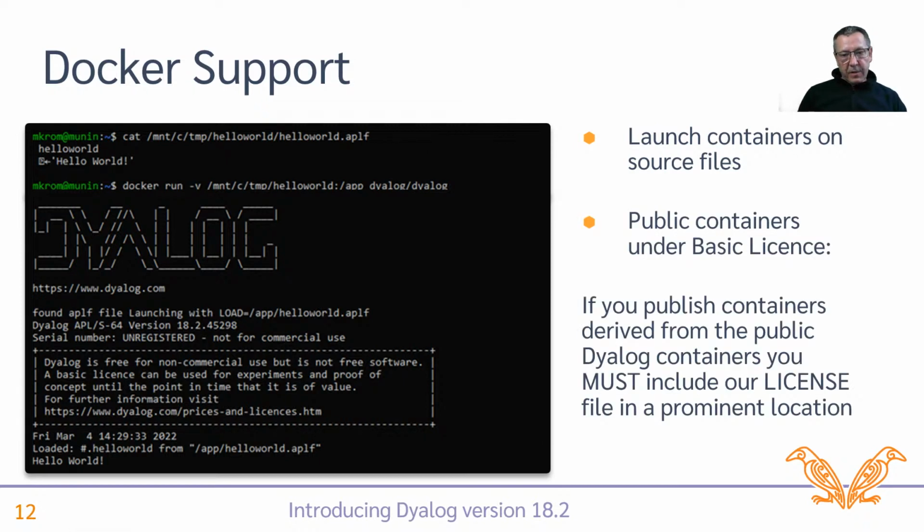The public containers are also under the basic license, so if you make use of one of these public containers, you can do that under the same terms as the basic license. If you then derive from it and publish your own work based on these containers, you must include our license file in a prominent location so that anybody who uses your containers also becomes aware of the licensing terms. That's all that we ask. And of course the royalty license applies if you're charging for your work.